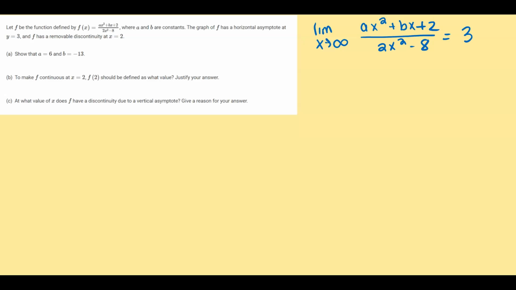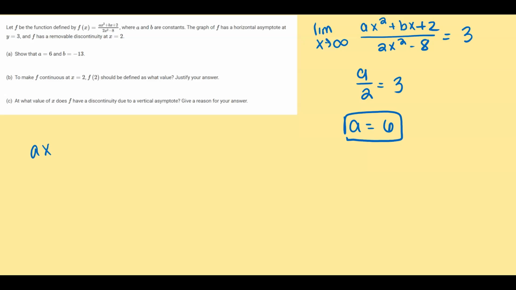And in this case, since the power of the top and the power of the bottom are the same, the ratio of the coefficients, a over 2, must also equal 3. So we can work backwards to solve for a, and we get that a is equal to 2 times 3, which is 6. Now, once we know a, we can use that to solve for b. Since this has a removable discontinuity at x equals 2, the numerator and the denominator both share a factor of x minus 2.